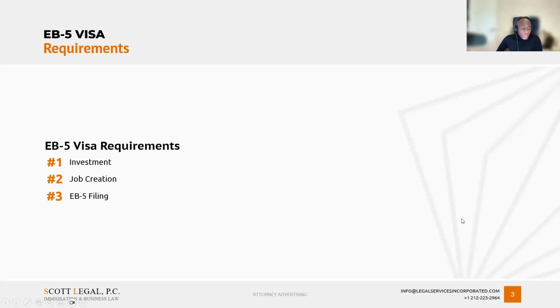So during the presentation, we're going to really touch on three key areas, and maybe even a fourth. We're going to talk about the investment that's required. We're going to talk about job creation and exactly what that means. And we're going to talk about exactly what it is that you have to file when you are processing an EB-5 petition. And probably the final thing that we're going to talk about is the regulatory policy mandates associated with EB-5.